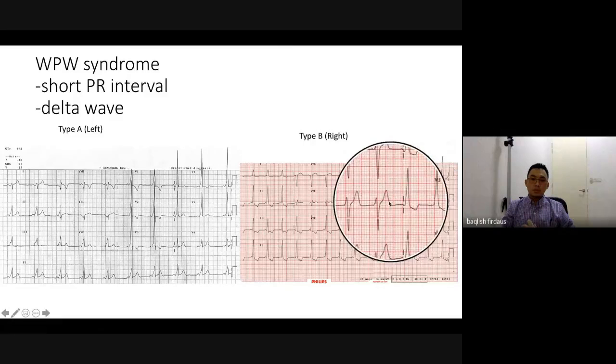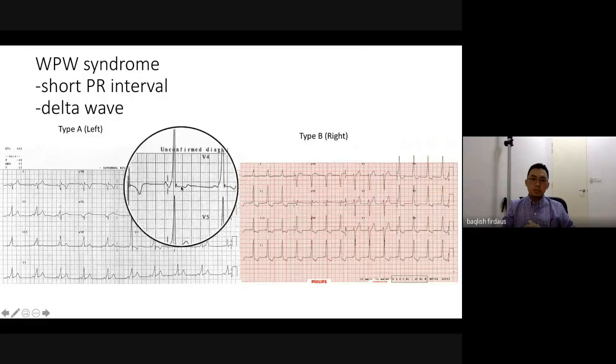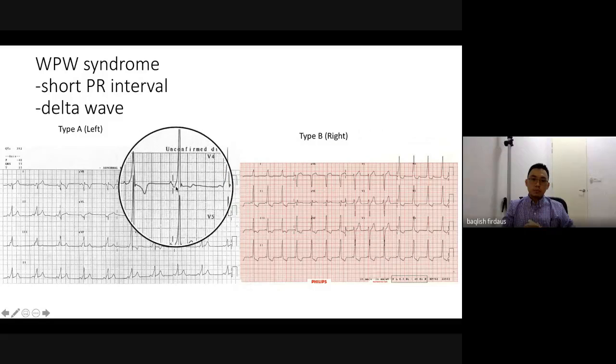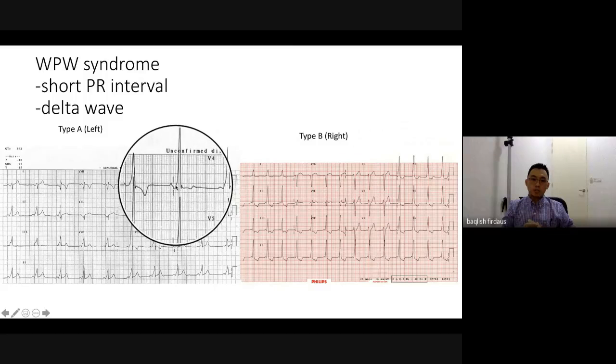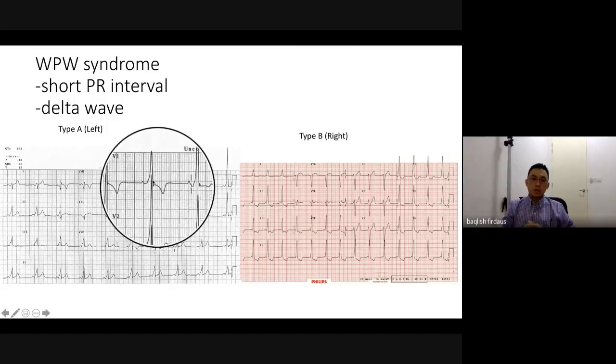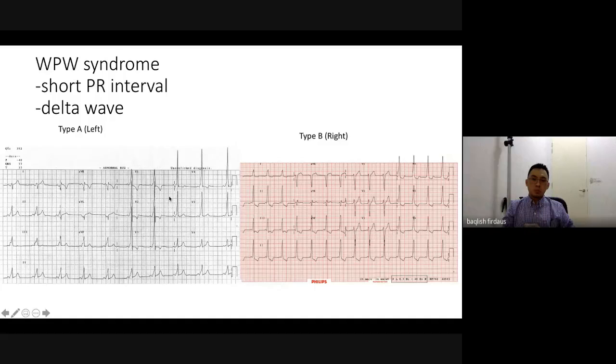There will be a slur of the delta wave here. There will be a bump before the QRS complex here, so we call it delta wave. It's important to identify WPW syndrome because they can develop AVNRT and they can develop SVT.